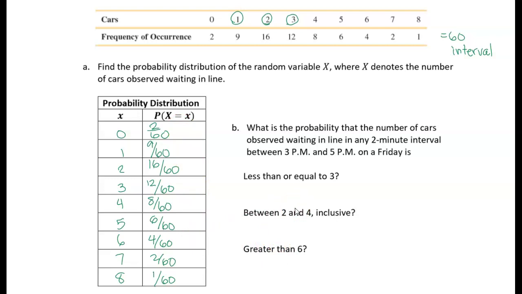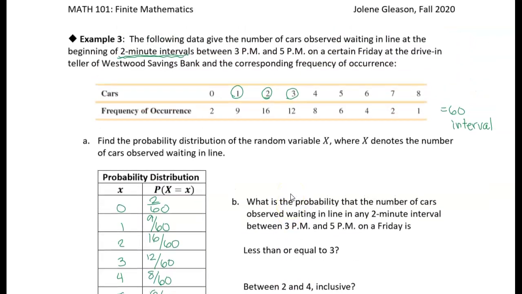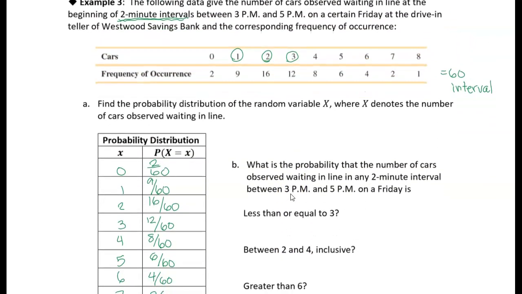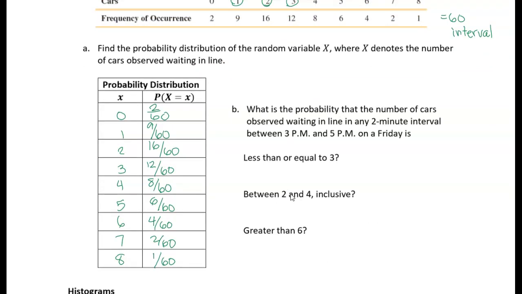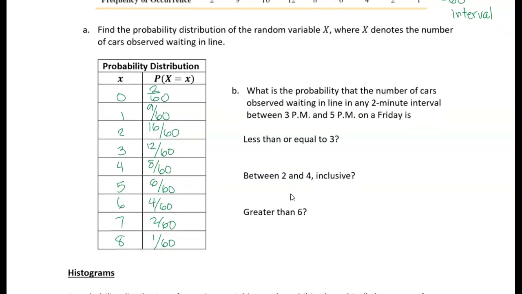So part B is asking, what is the probability that the number of cars observed waiting in line in any 2-minute interval between 3 and 5 p.m., because that's when we were recording, is less than or equal to 3? So what's the probability that our random variable, we can write this as the probability that x is less than or equal to 3, okay?